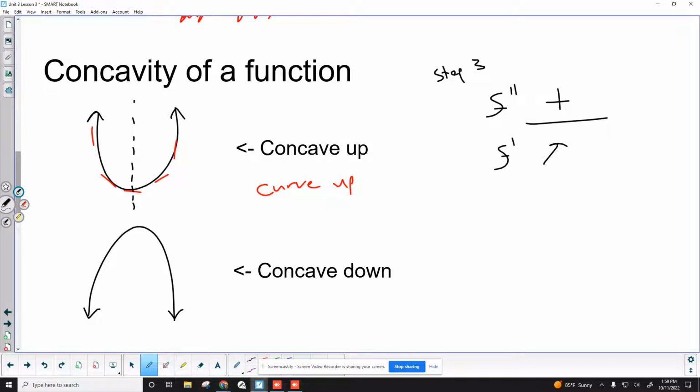This is our step 3, because if we know the signs of second derivatives, if we know whether our first derivatives are increasing or decreasing, we know if our original function is curving upward, or concave up. CC up is what I'm going to use for concave up. It curves upward.